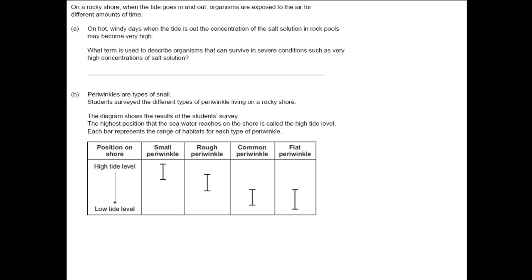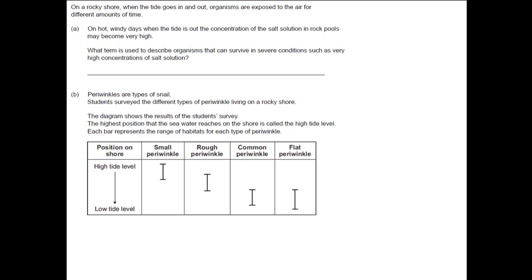Last one we'll zip through because they like asking about tides quite often. So on a rocky shore, when a tide goes in and out, organisms are exposed to the air for different amounts of time. Yeah, so we've got tides because of the moon's gravitational pull on the Earth. The oceans kind of bulge. So twice a day we end up with tides, a high tide and a low tide. And if you're high up the beach, you're going to be covered in water at high tide, and then you're going to be exposed to the elements, to the dryness and sunlight and heat when the tide goes back out again.